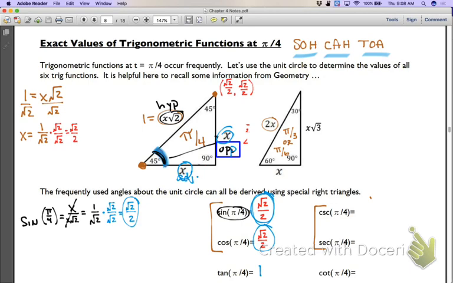Now, the sister functions are going to be a little bit easier. And if you think about it, the sister functions honestly are probably easier than doing the original functions as far as right triangle trig. Because if sine is opposite over hypotenuse, what do you think cosecant is? Hypotenuse over the opposite. Well, what's the hypotenuse? x times the square root of 2. What's the opposite side length? x.